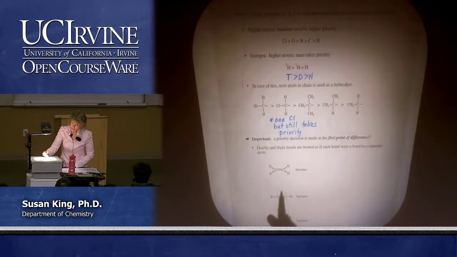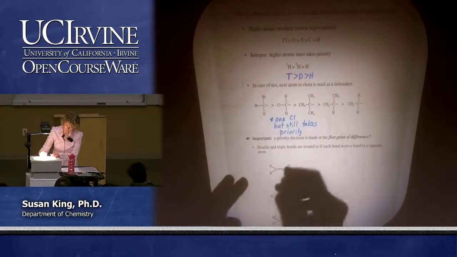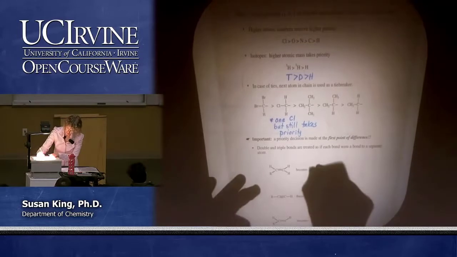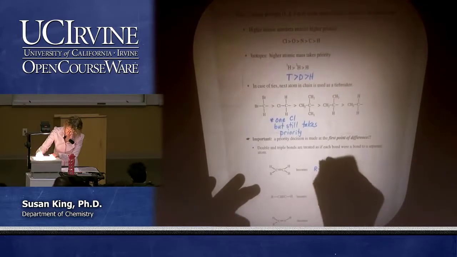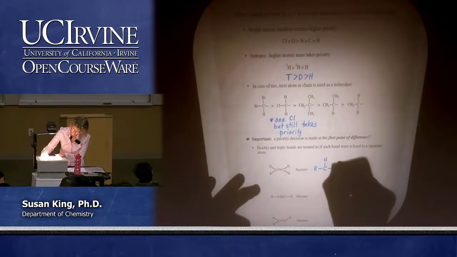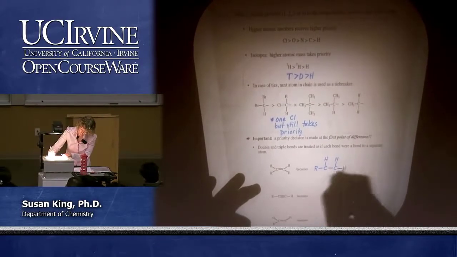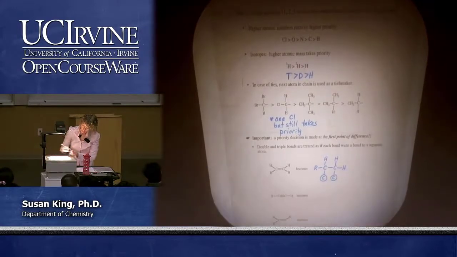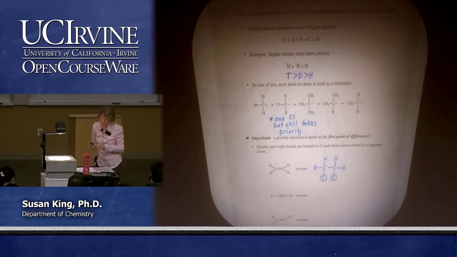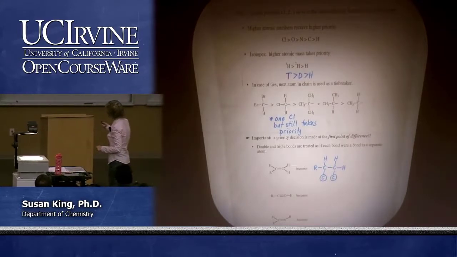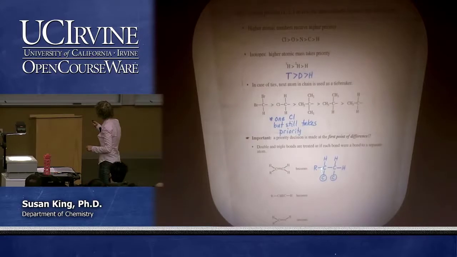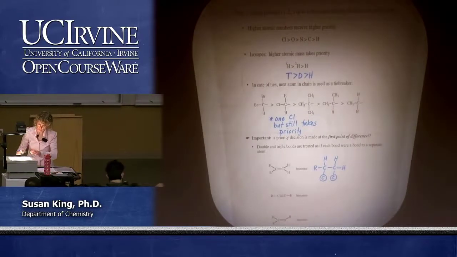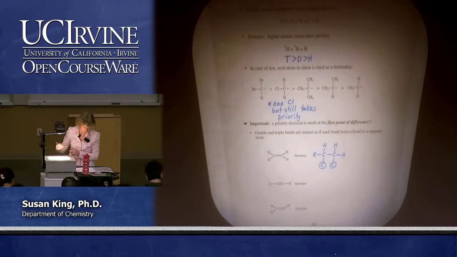Double and triple bonds are treated as if each bond were a bond to a separate atom. So if we had something like this bonded to the stereocenter, I'm going to draw out the sigma bonds. We will sometimes need to do this. So in other words, if this carbon has a double bond between these 2 carbons, then this carbon has 1 bond to the carbon and another bond to the carbon. So you can just draw it right here too. And that'll help you in some of these trickier ones where we have substituents like this.